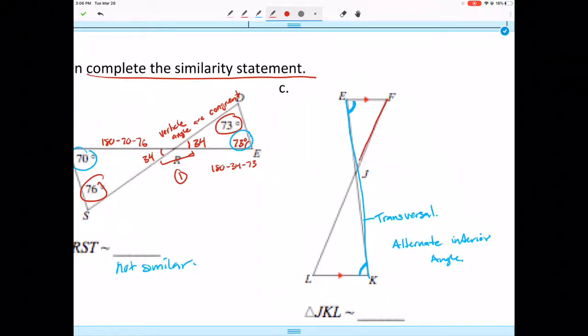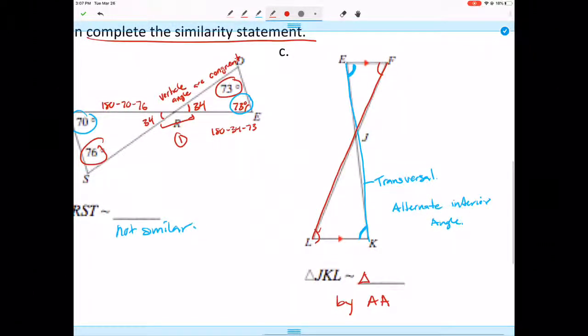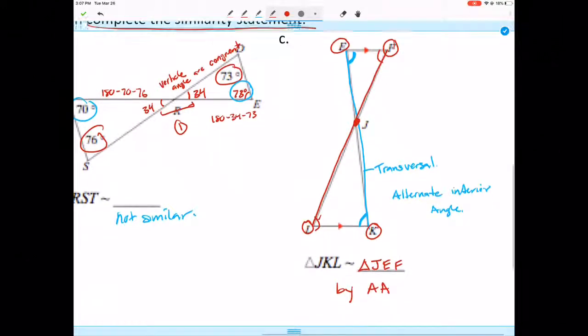Okay, we have another transversal, coloring it red. These are also alternate interior angles that are congruent. So now we have two sets of congruent angles. We can say, yes, these are similar by angle, and we'd want to write down the similarity statement. So J corresponds to J, K corresponds to E, and L corresponds to F. And again, they need to be in order.